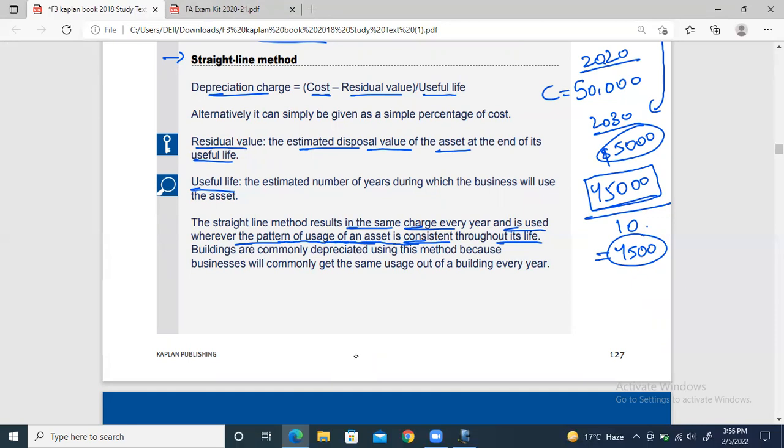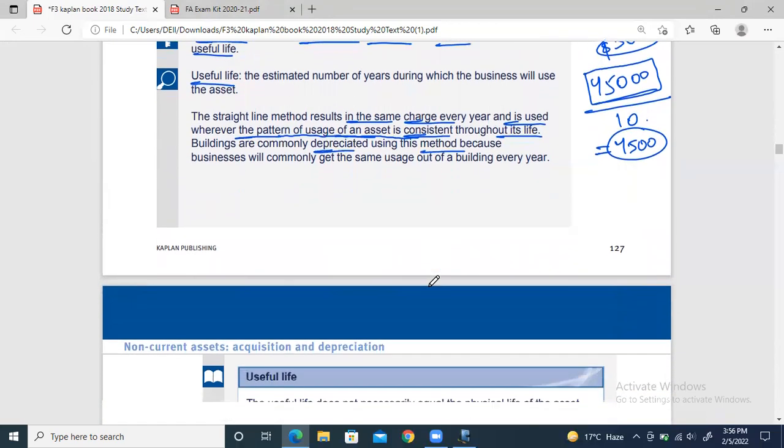Okay, so here is the main thing of the straight line method. Buildings are commonly depreciated using this method because obviously they are used each year. They are not usually free, right? Operation is going on in them either day or night. Okay, so this was the straight line method.